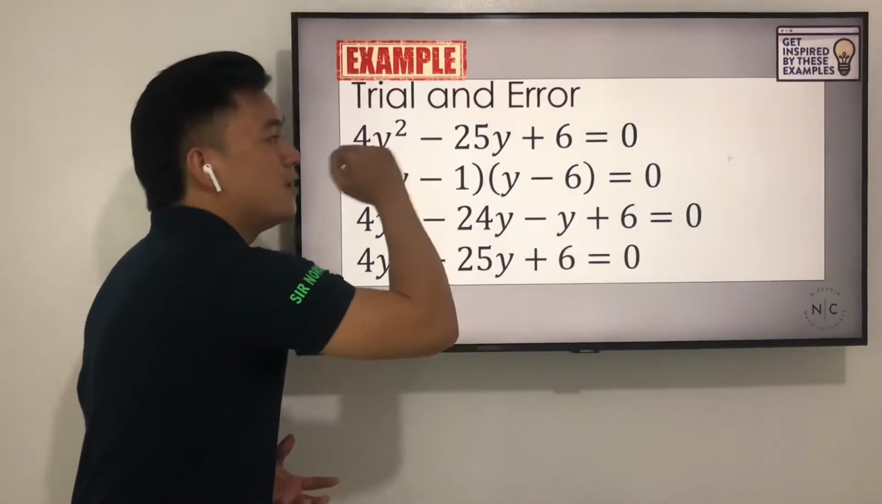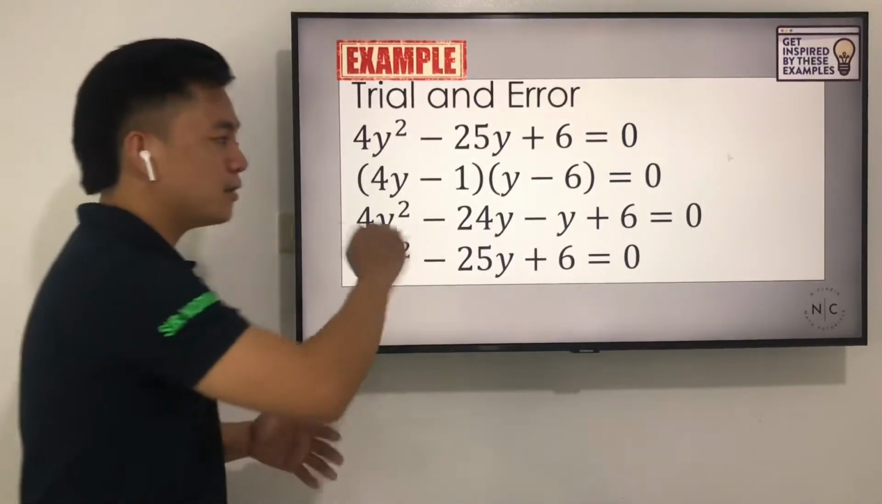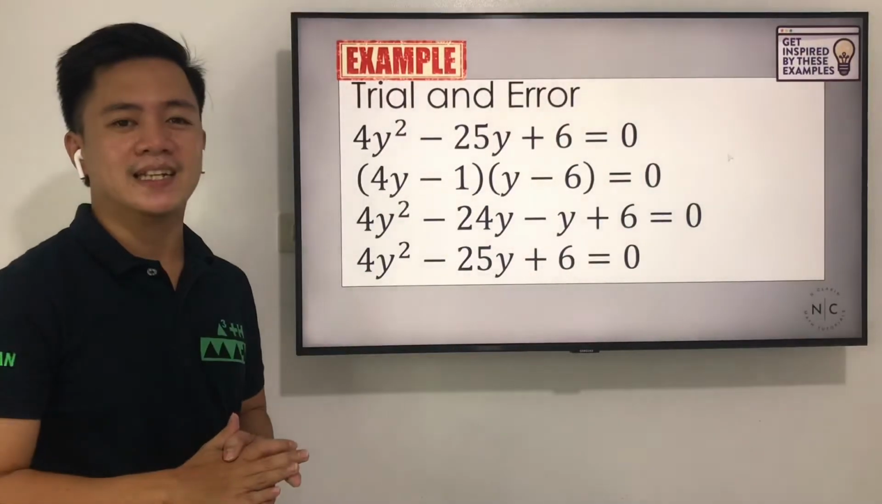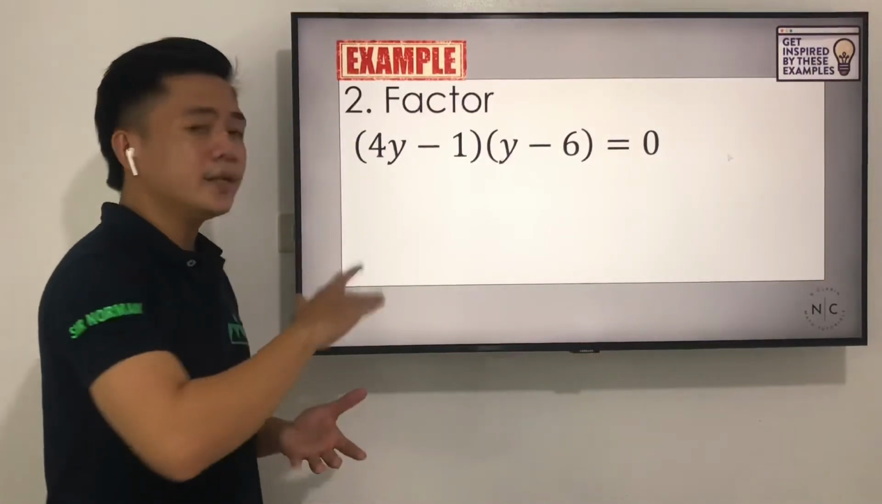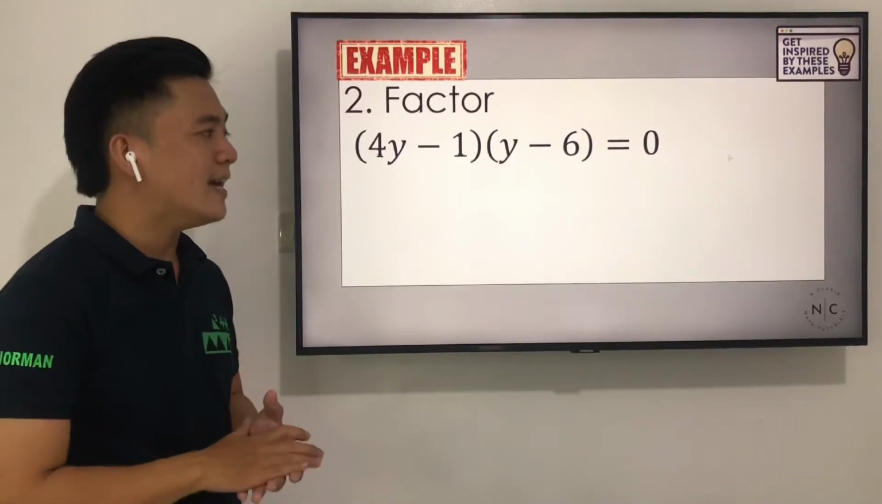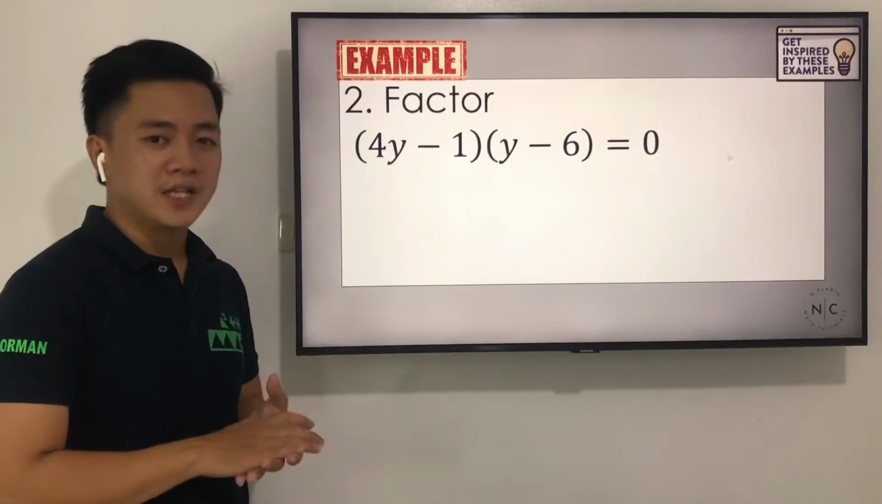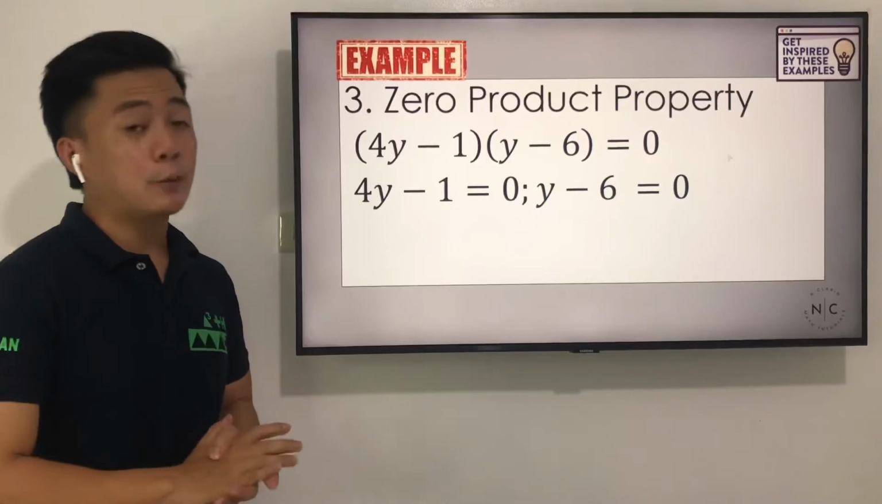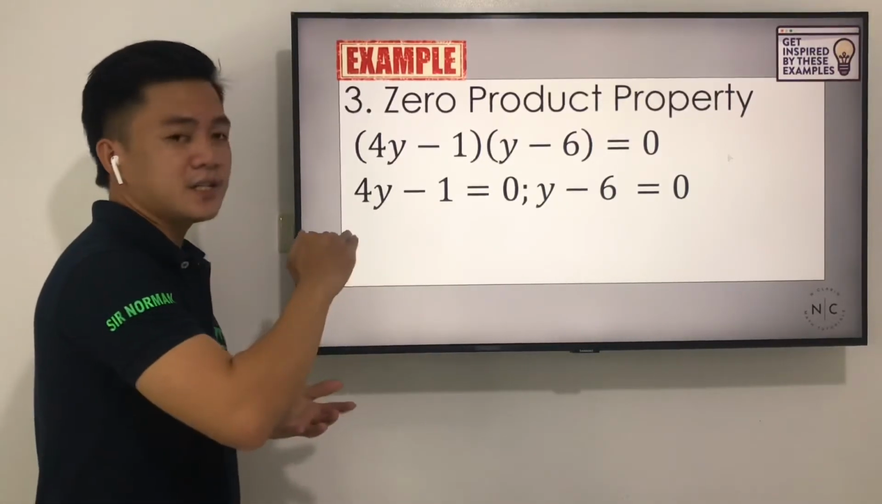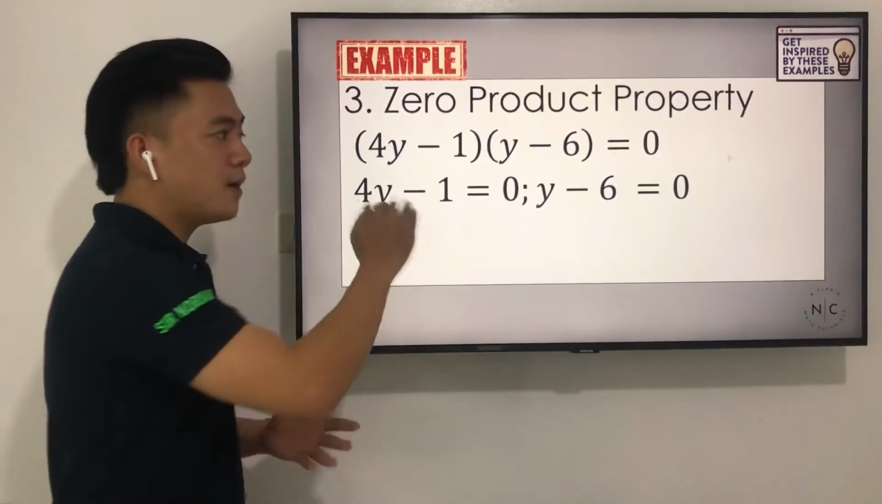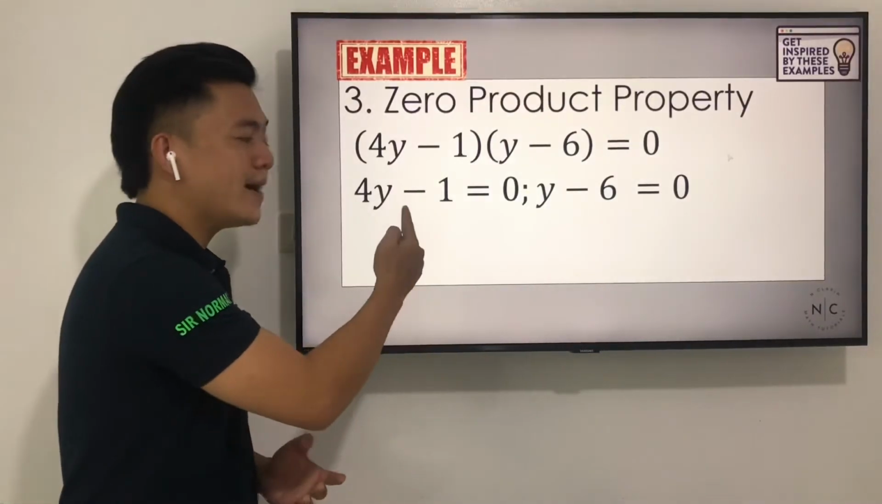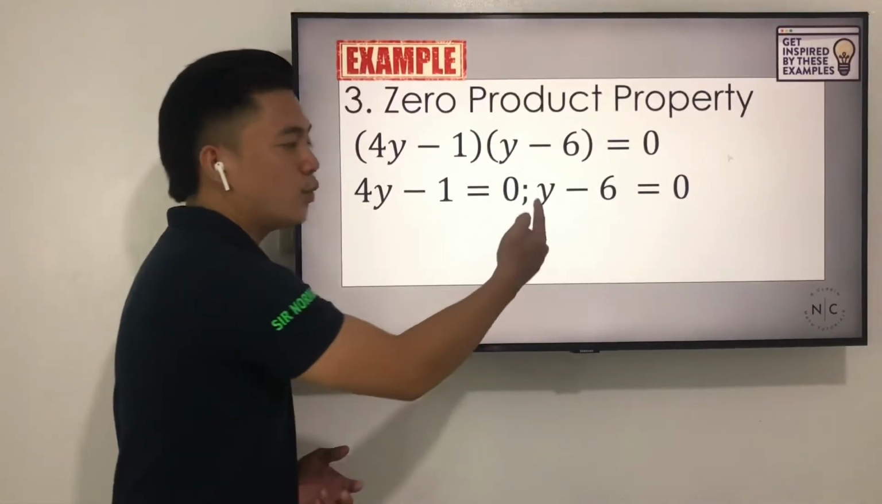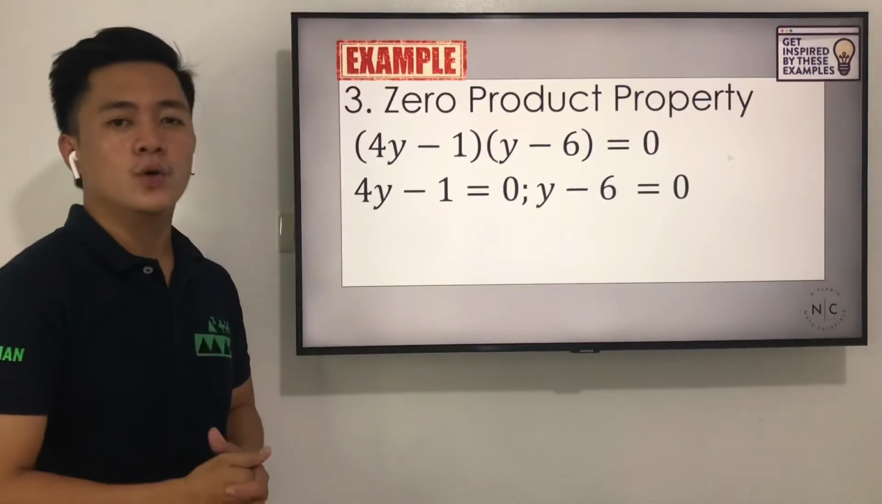Sinasatisfy niya yung ating original equation, which means ito yung factors na hinahanap natin. So, yung nakuha natin is, the quantity of 4y minus 1 times y minus 6 is equal to 0. Next step is the zero product property. Same process, we will equal into 0 yung mga nakuha nating factors: 4y minus 1 is equal to 0 and y minus 6 is equal to 0.